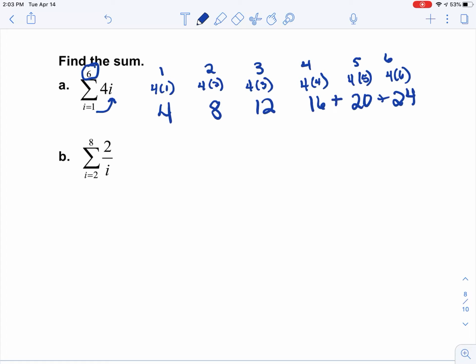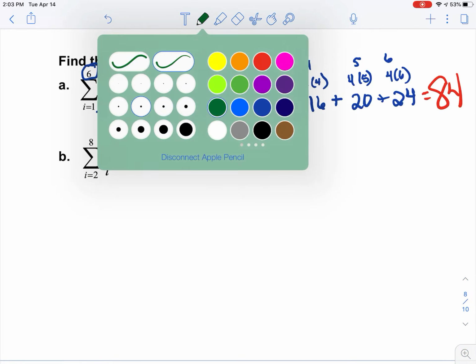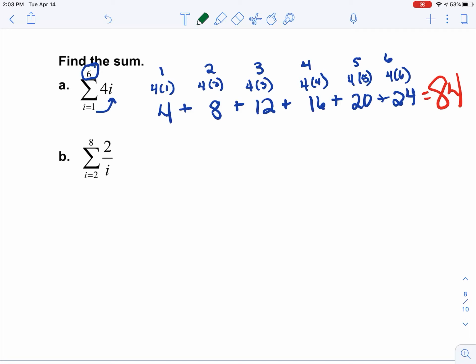And then guess what we do? We add those up on our handy dandy calculator. And when we do, we should get the total of 84. So you find every single term, and when you're done, you add them up, and you should get 84. All right, we're going to do the same thing for this next one. This time, how many terms do I have? I have a total of 8. So 1, 2, 3, 4, 5, 6, 7, 8.